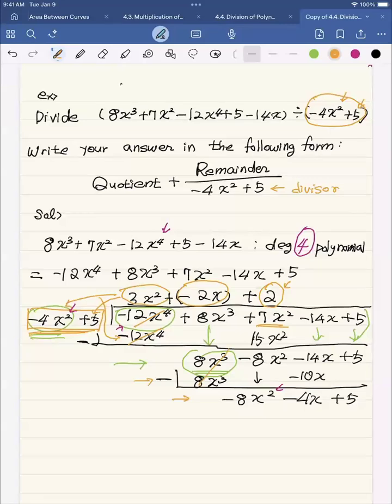Then this time we realize that the first term will become negative 8x squared. And when we multiply this number with the next one, we will get 10. So plus 10. And we keep subtracting. Then these two will cancel each other. And then the next one is negative 4x minus 5.